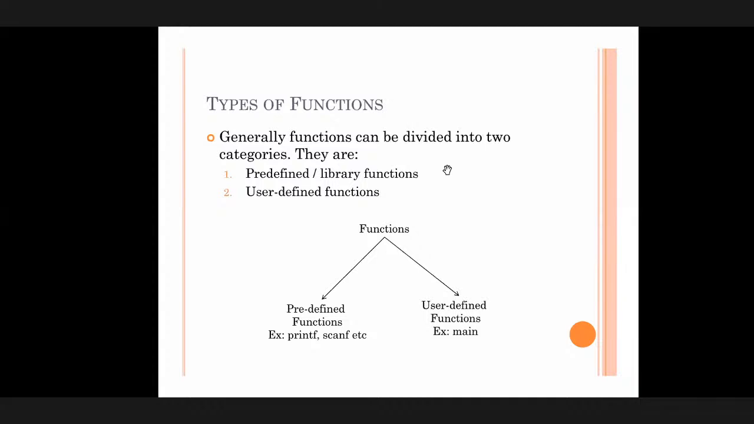Then the next one is types of functions. Generally, functions can be divided into two categories. The first one is predefined or library functions. The other one is user-defined functions. The predefined functions means any programming language.